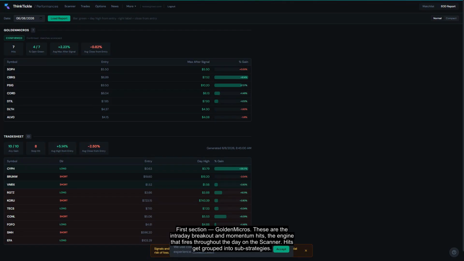First section, GoldenMicros. These are the intraday breakout and momentum hits, the engine that fires throughout the day on the scanner. Hits get grouped into sub-strategies.